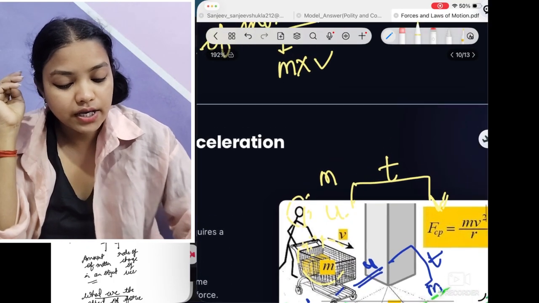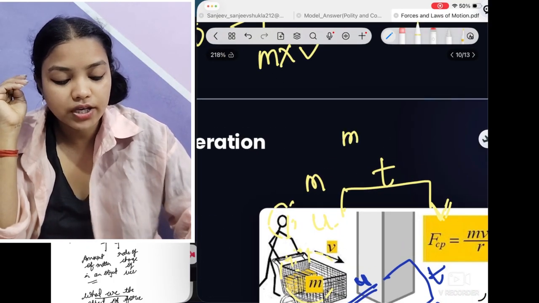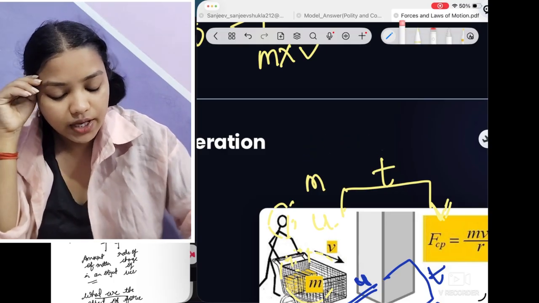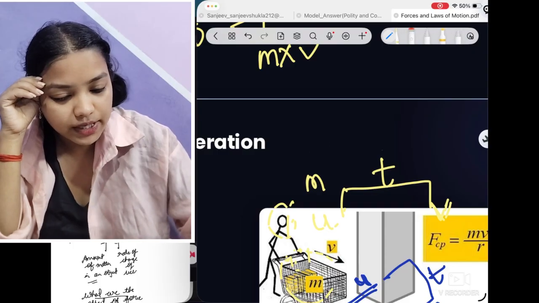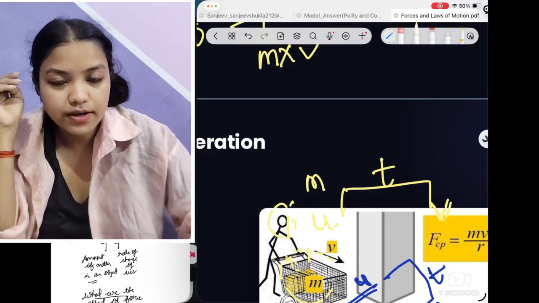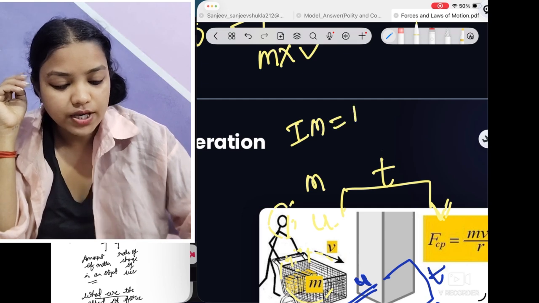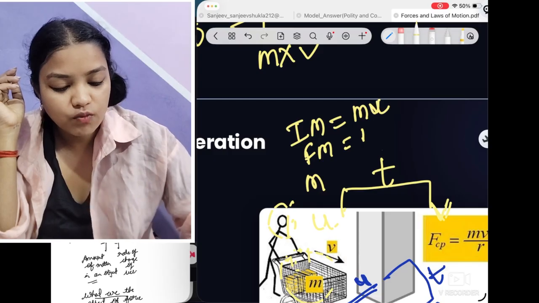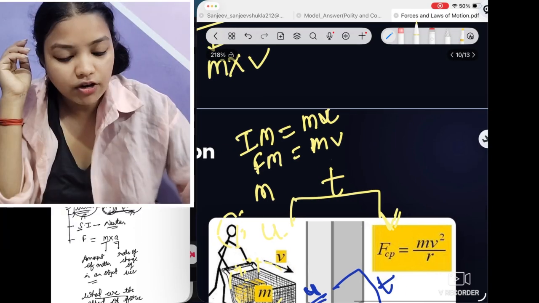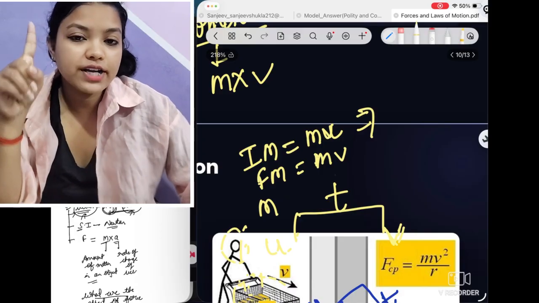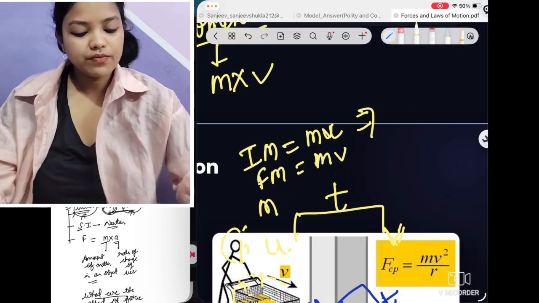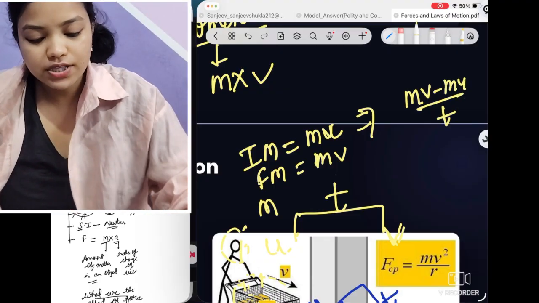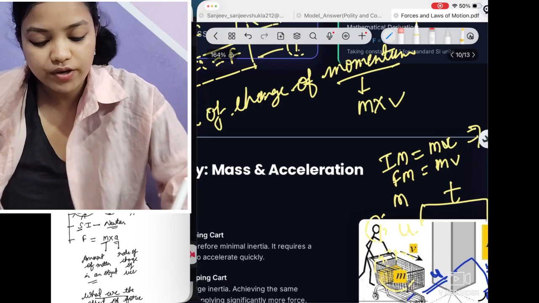So the initial momentum becomes mu, and the final momentum becomes mv. Let me write it here: initial momentum is equal to mu and final momentum is mv. Now rate of momentum means you have to divide by the time. Now final momentum mv minus initial momentum mu, divided by t. Is it clear?